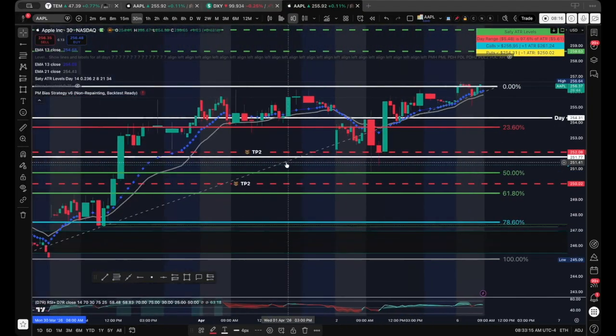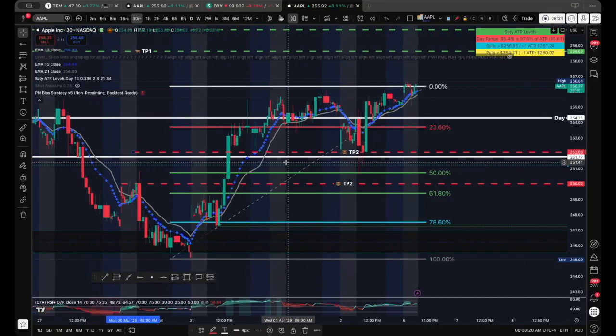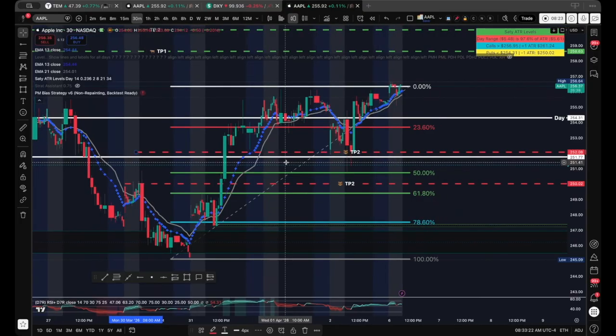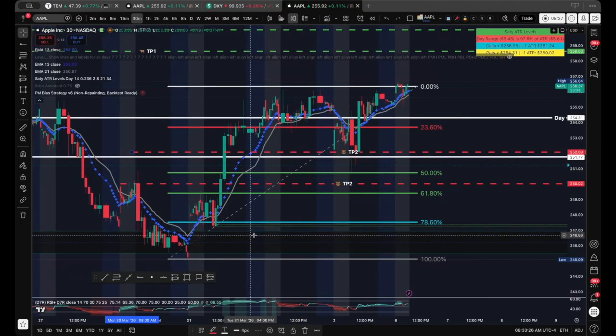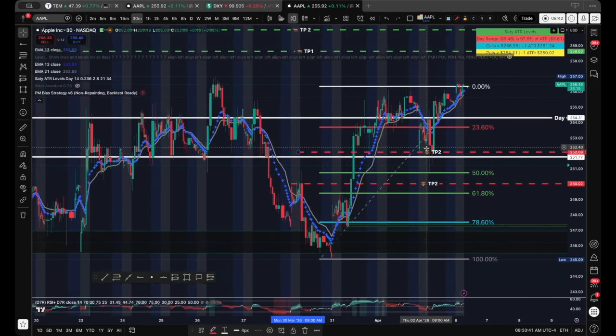Go down to the 30 minutes and see if we can see anything else. So within the 30 minutes, that supply zone's still good within there. But I see another supply zone, which is around that line. But I'm going to leave it.